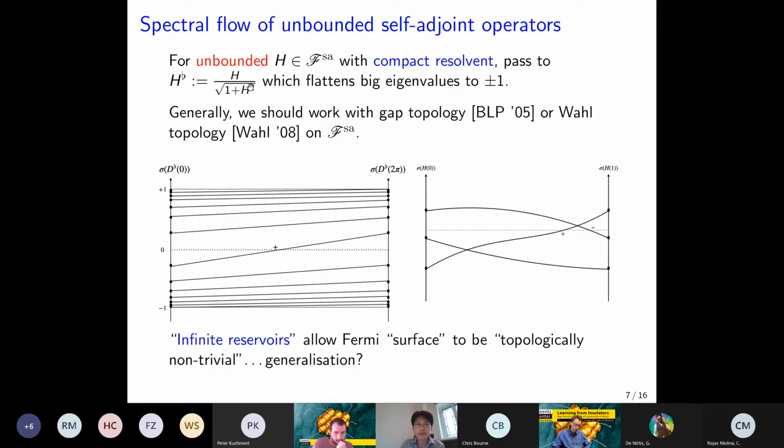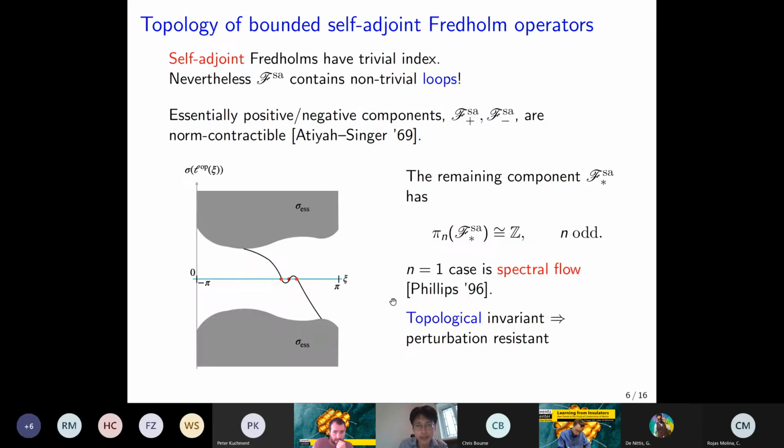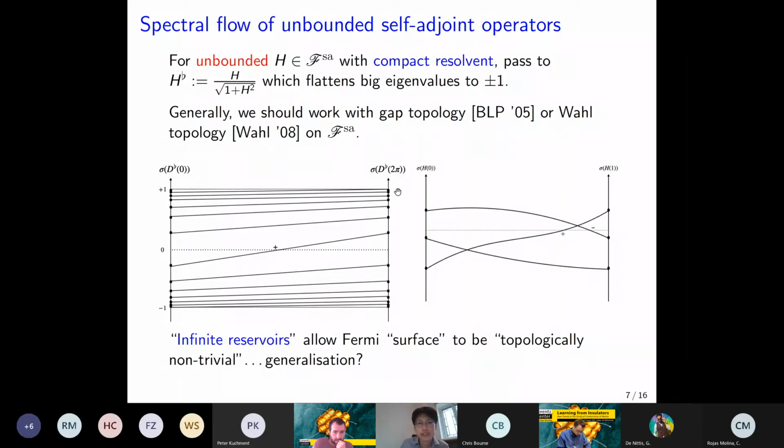the spectrum is discrete. So to study spectral flow, one usually cheats a little bit and just takes the bounded transform. Okay, so you take the operator h and divide it by the square root of 1 plus h squared. And what this does is just to flatten all the big eigenvalues to plus and minus 1, which now become accumulation points of your eigenvalues.